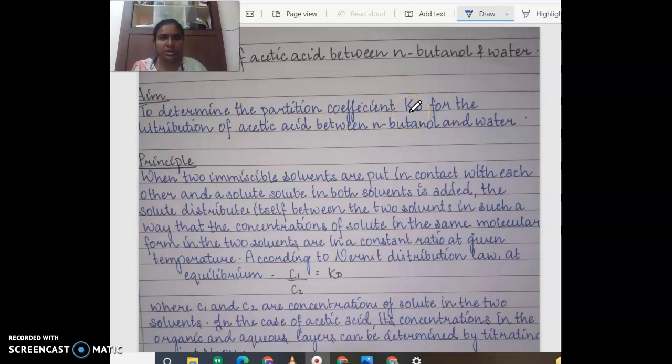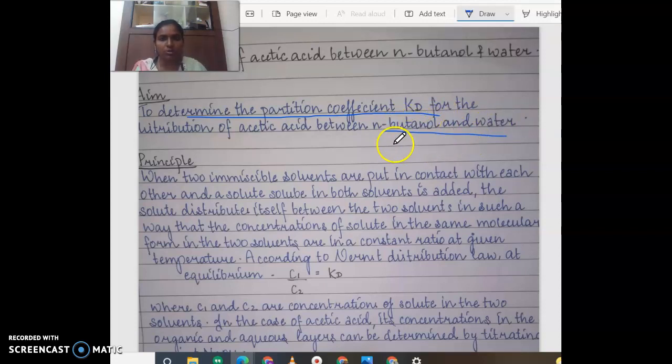The experiment name is distribution of acetic acid between N-butanol and water. Here, the aim of the experiment is to determine the partition coefficient Kd for the distribution of acetic acid between N-butanol and water. N-butanol is an organic compound.